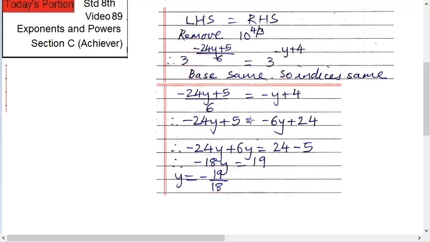Now it becomes a simple equation. Take 6 on the other side, cross multiply. So minus 24y plus 5 equals minus 6y plus 24. Take 6y on the other side. So minus 24y plus 6y equals 24 minus 5 on this side, that is 19. So it becomes minus 18y equals 19. Therefore y equals 19 upon minus 18, or minus 19 upon 18. The minus sign can be anywhere, in the numerator, in the denominator, or in common. Okay, but that was the answer. y equals minus 19 upon 18.